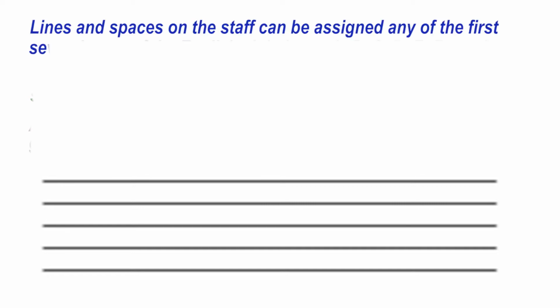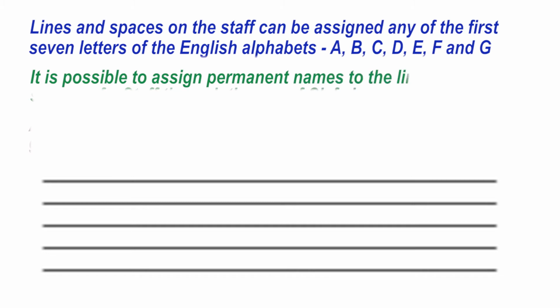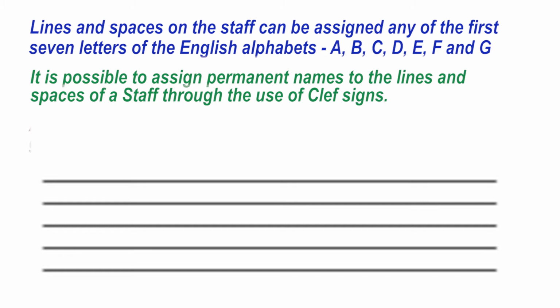We have learnt in the last lesson that a line on the staff can have any of the names A, B, C, D, E, F, and G. We were hence able to give names to lines and spaces based on assumed names for the previous line or space. It is possible, however, to assign a permanent name to any line or space on the staff. This could be done with the help of a sign called the clef.